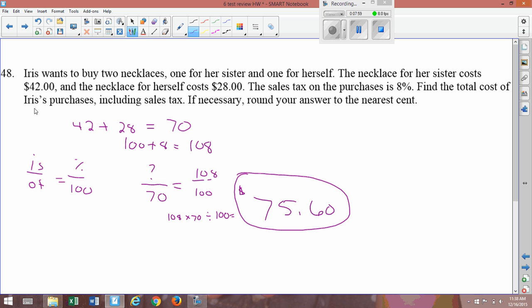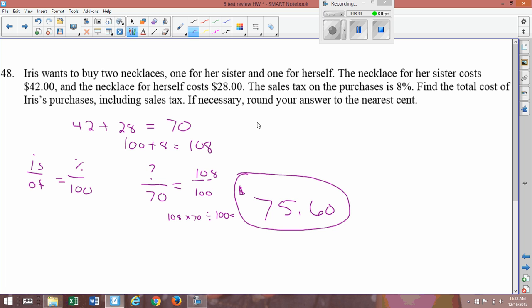Okay, so first you have to find out how much you're spending on necklaces. So we get 42 plus 28 is $70. So $70 is going to be the total cost of the necklaces before tax. Then we know that we're going to keep 100% of that 70 plus an additional 8% tax. So I do is over percent over 100. I have 108. We have 70 over 1, and then we have 108 over 100. So 108 times 70 divided by 100 gives you $75.60.